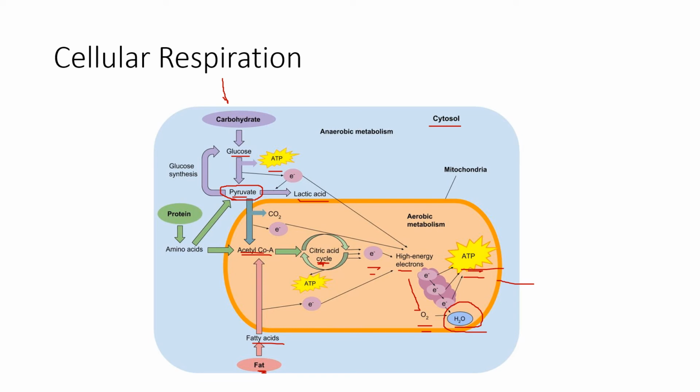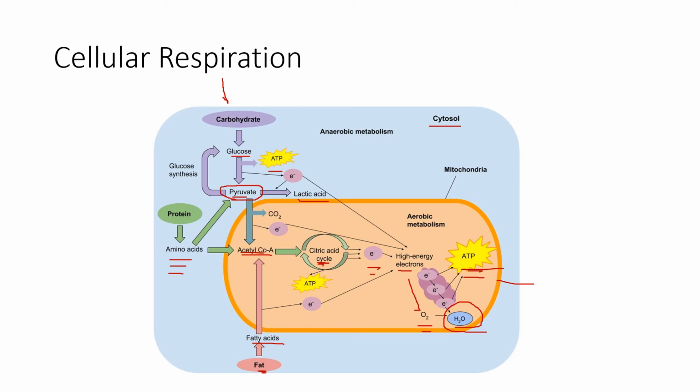Same thing with proteins. Proteins can get broken down to amino acids. Remember, that's the monomer, and they can go through this system. Although in general, our cells don't break down proteins because proteins are so important. There are enzymes, they are our cell structure. So it's only in extreme starvation that a protein would get broken down.